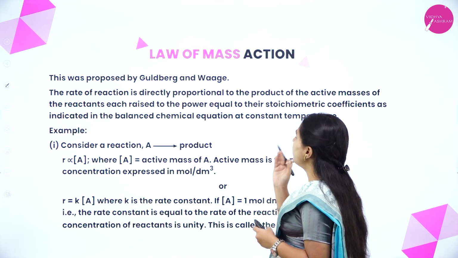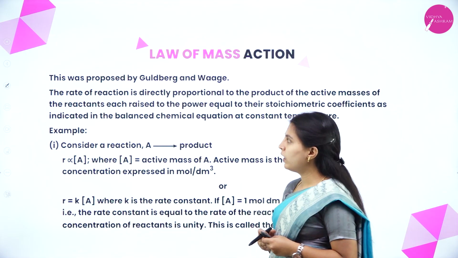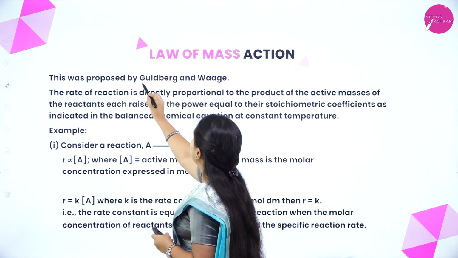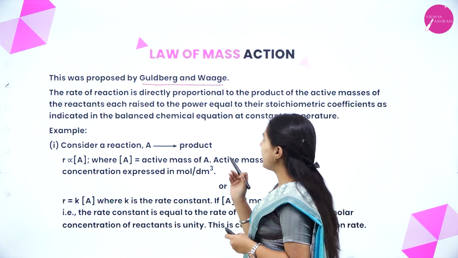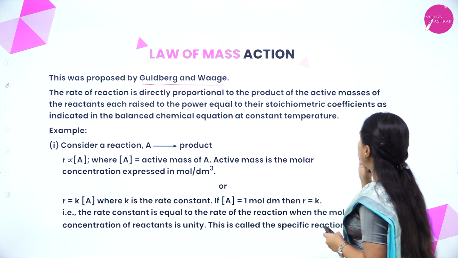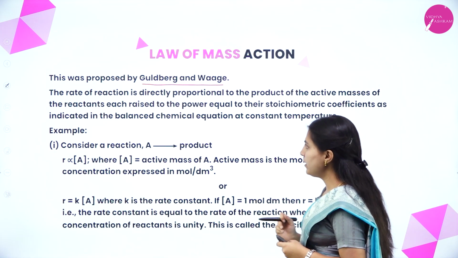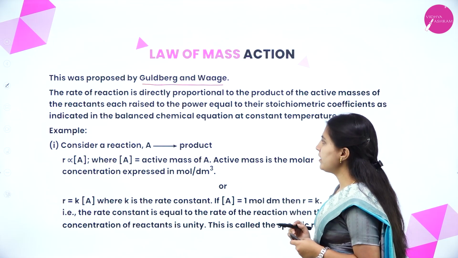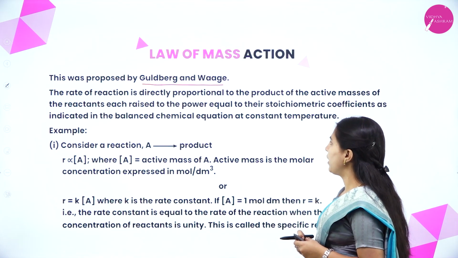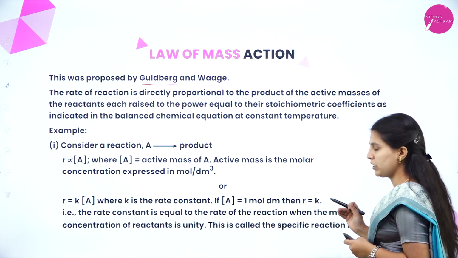Next, law of mass action. This was proposed by Guldberg and Waage. The rate of reaction is directly proportional to the product of active masses of the reactants, each raised to the power equal to their stoichiometric coefficients as indicated in the balanced chemical equation at constant temperature.